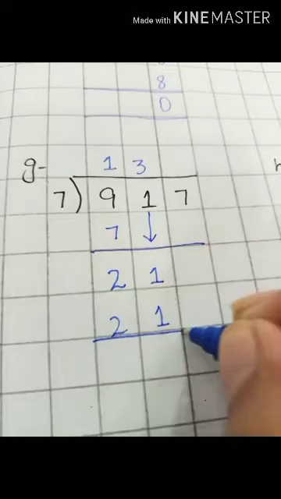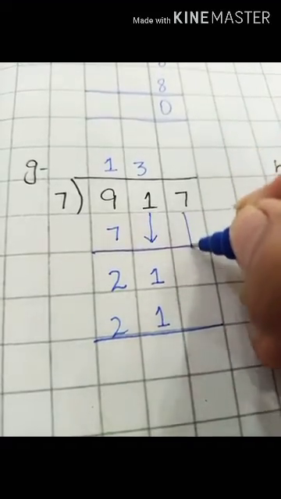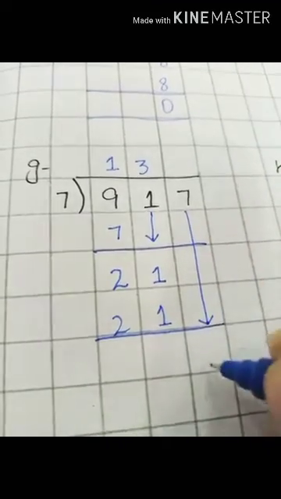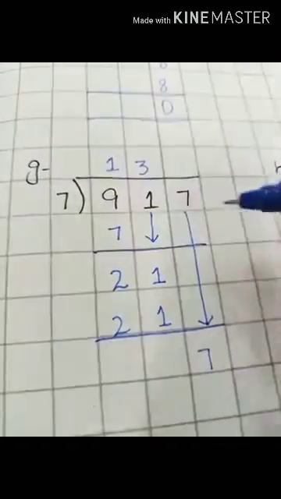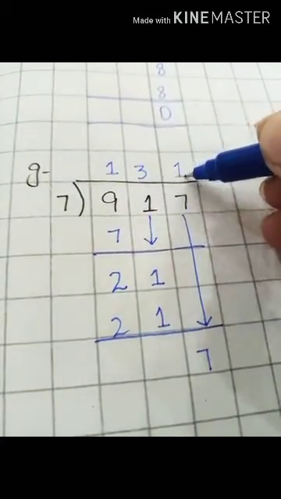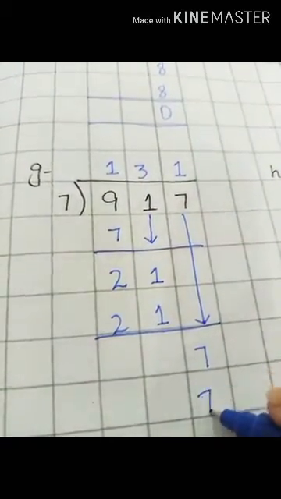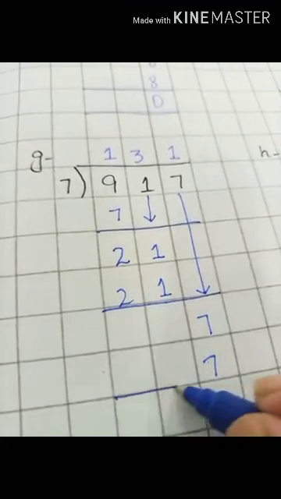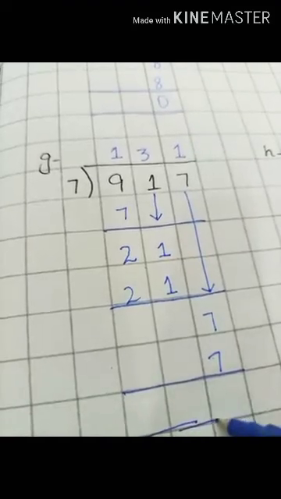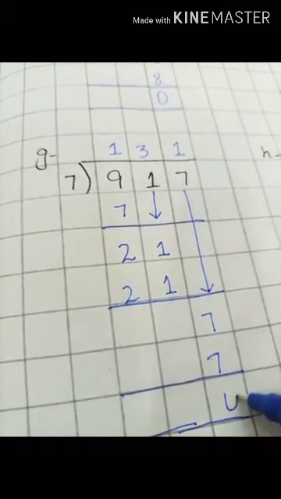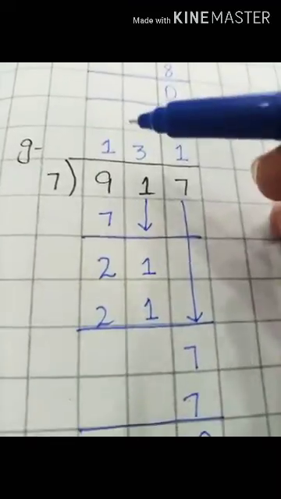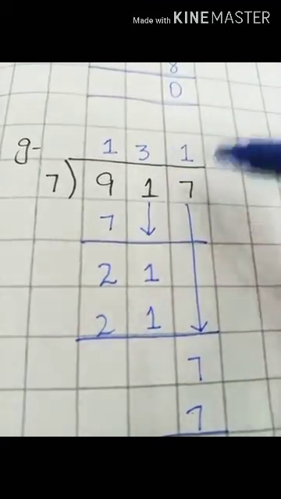In the next step, we are going to bring this 7 down here. Now, this 7 is equal to my divisor. So, 7 1s are 7. Now students, in the next step, 7 minus 7, we are going to subtract it and we know that the same subtraction is 0. So students, in this we have completed our division completely and our quotient is 131. In the next step, that is the part H.